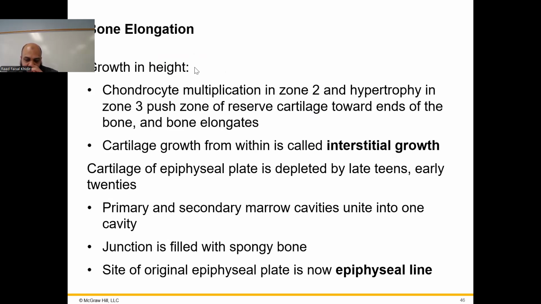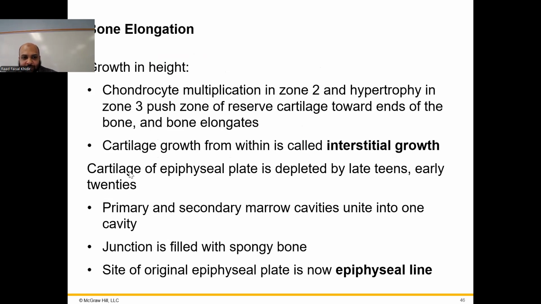Bone elongation manifests when we have growth in height. Chondrocyte multiplication in zone 2 and hypertrophy in zone 3 push the zone of reserve cartilage toward the end of the bone, and the bone elongates. Cartilage growth from within is called interstitial growth.